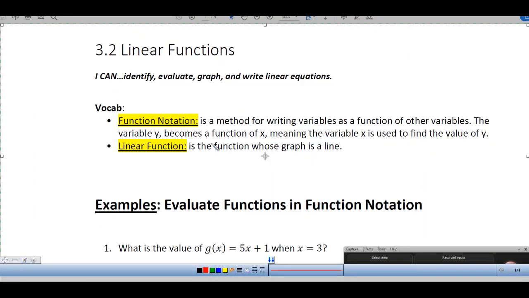Alright guys, let's take a look at section 3.2, linear functions. By the end of this, we want to be able to identify, evaluate, graph, and write linear equations.